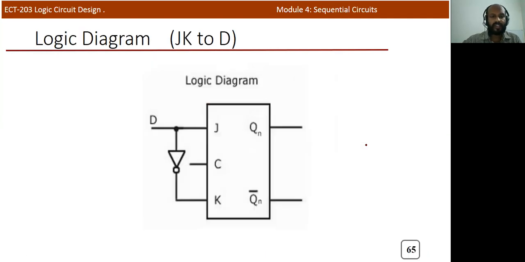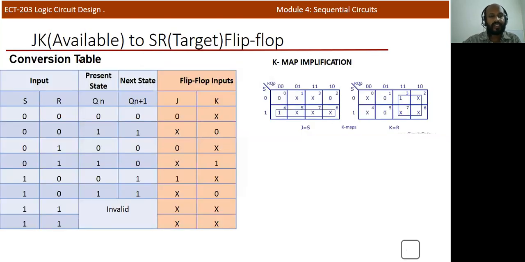So again, it's a very easy thing, by simply connecting D and D bar. Here it is D and here it is D bar. So we got the logic diagram. Now we can design JK to SR.